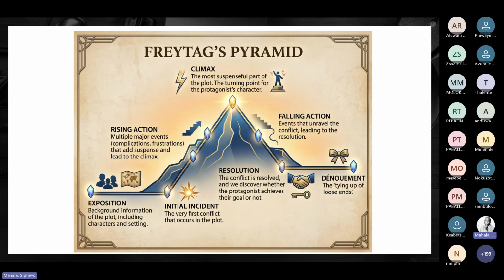And of course, I won't dwell on this. This is self-explanatory. Plato's pyramid. This kind of pyramid is something you find in almost every story. The only thing I can say is that not every story, for instance, has a resolution.